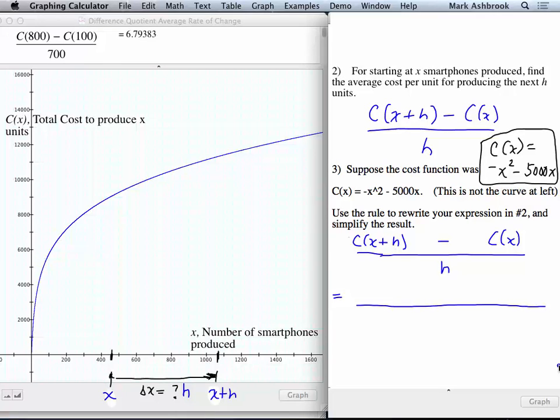What's the first step? So all you've done at the top is just that. Now you have to subtract C of X. That's right for C of X plus H. Oh no, that's not. That's basically not. Wherever you see X, you've got to pay attention.